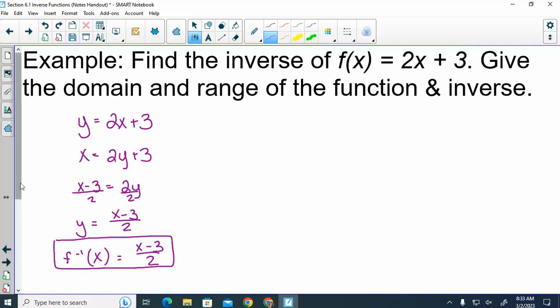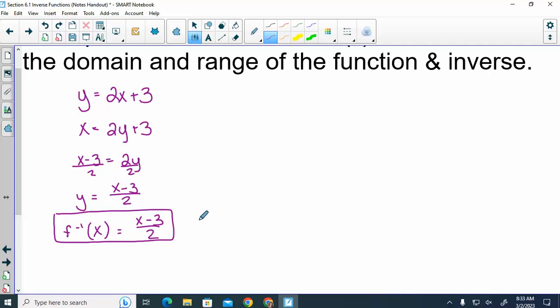No, you could have 1 half x minus 3 halves, that's also fine. I did that, and I looked up and you didn't have that, and I was like, I'll fix it. Either way, it's fine.